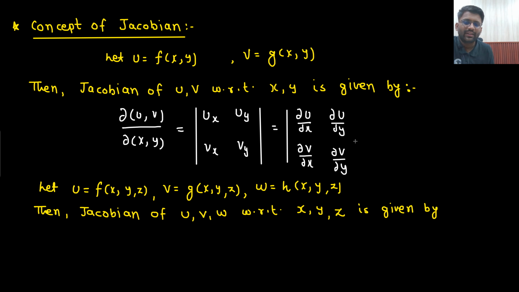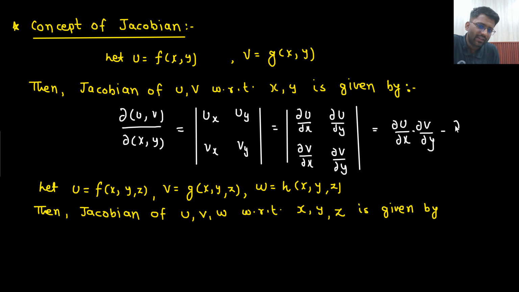So you will simply solve this determinant. When you solve it, what will you get? Del u by del x into del v by del y minus del v by del x into del u by del y. So just remember this determinant, your job would be done. Ux, uy, vx, vy. This is known as the Jacobian. Just remember u by x.